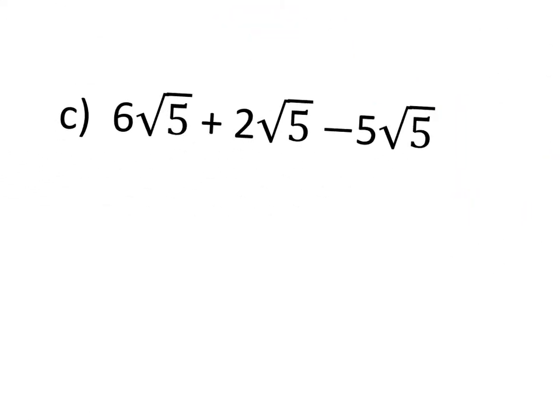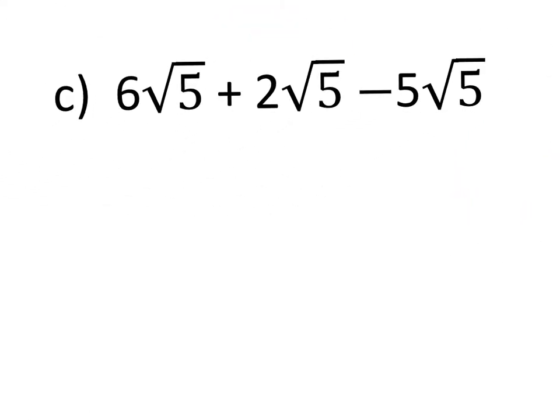Okay, so looking at C here, they all have the same square root. So square root of 5, square root of 5, square root of 5. So 6 plus 2 is 8, minus 5 is 3, root 5. So again, you're just combining like square roots.